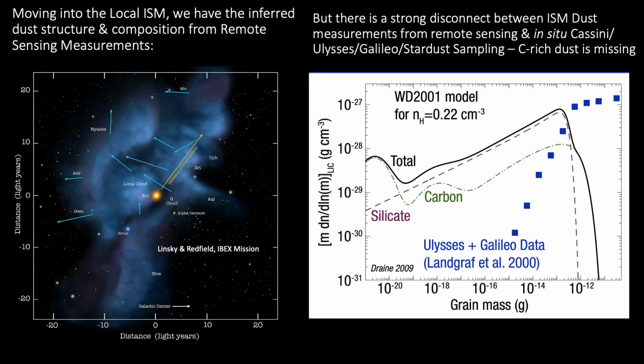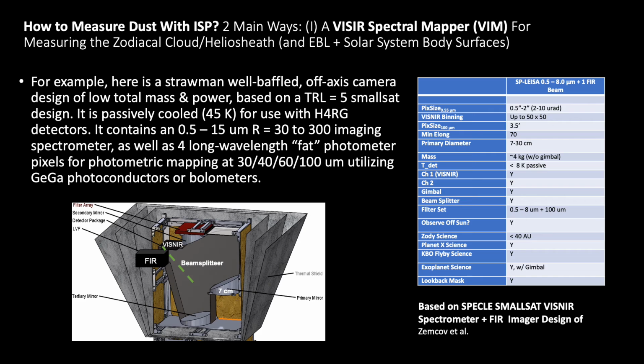And the simplest and easiest way to try and understand what's actually going on is to take a suite of instruments that are sensitive to carbon dust, carbon gas, and dust in toto, and take them through the heliopause and heliosheath and into the nearby galaxy and see what's going on there. So I've mentioned this more than once. How are we going to measure dust with Interstellar Probe? Well, there are two instruments. The first would be what we call a visible-infrared spectral mapper, or VIM. And this is a simple design based on a small sat model or mission proposal by Zemkov et al.